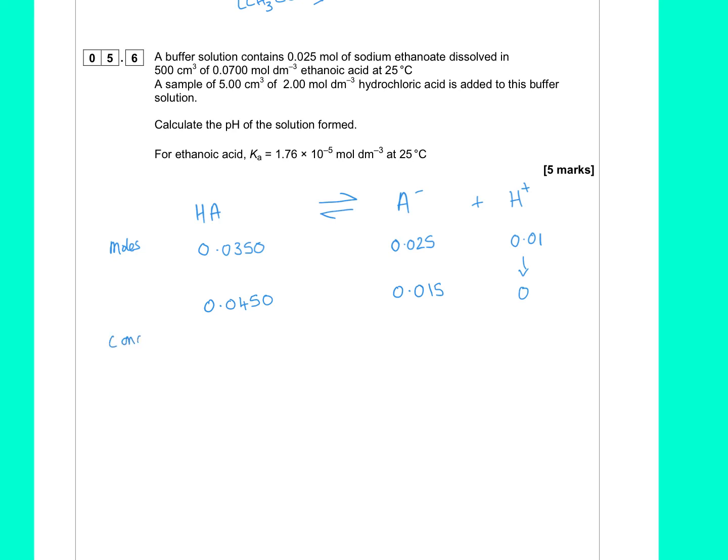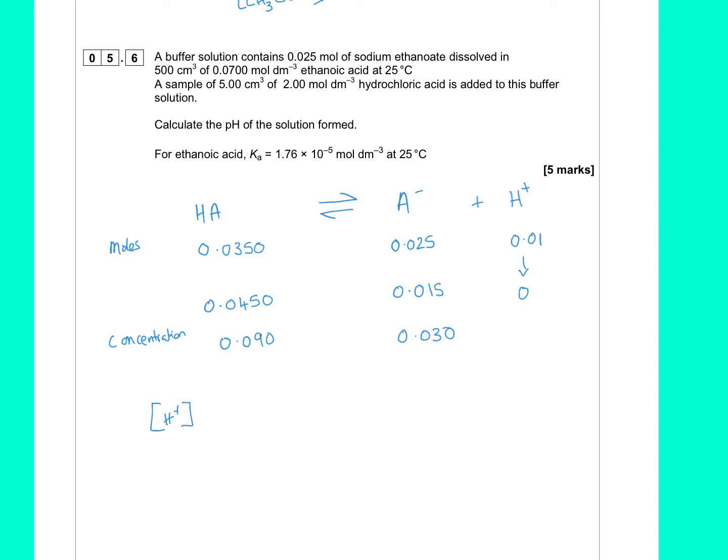We just need to turn them back into concentration. So the whole thing's happening in 500 centimetres cubed. So if you know the moles and you know the volume, you can work out the concentration. So 0.045 divided by 0.5 is going to be 0.09. And 0.015 divided by 0.5 is going to be 0.03.